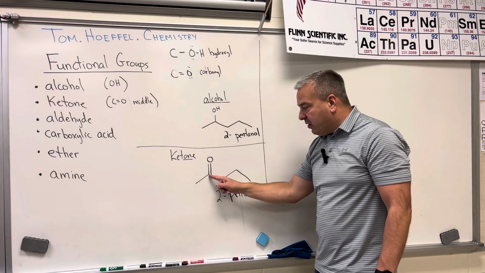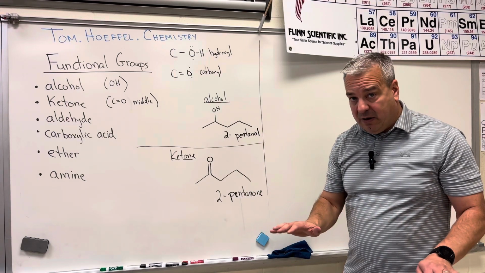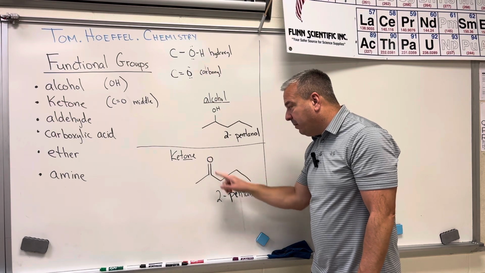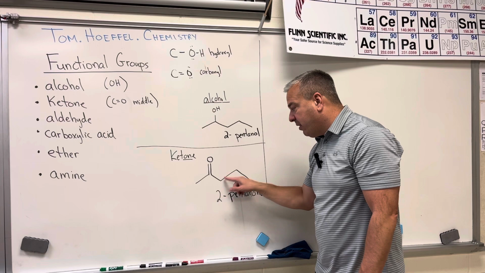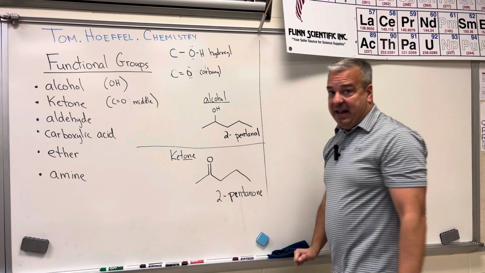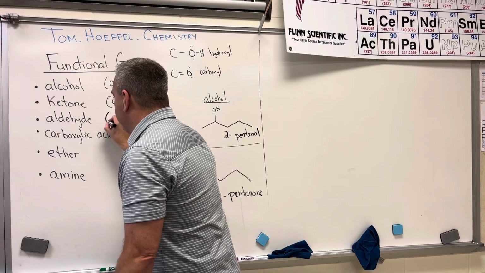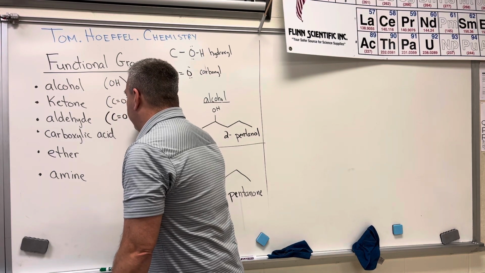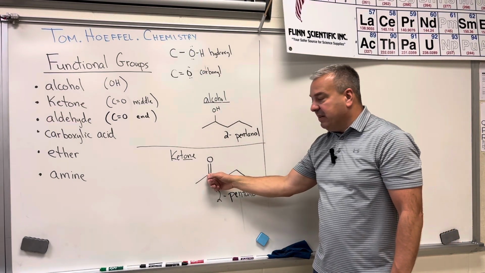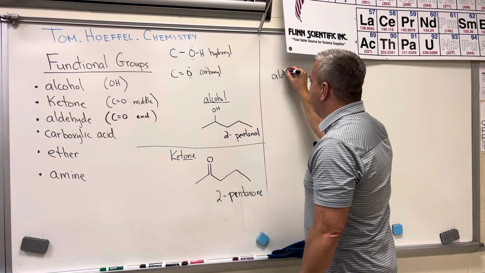Now, if this carbonyl was on this end or this end, it would no longer be a ketone. In order for it to be a ketone, that carbonyl, that carbon double bonded to the oxygen, has to be on one of the carbons in the middle of the chain. If it was on the end, it would no longer be a ketone, it would be an aldehyde. So the only difference between a ketone and an aldehyde is the placement of that carbonyl. So let's make a place for aldehydes, maybe up here.